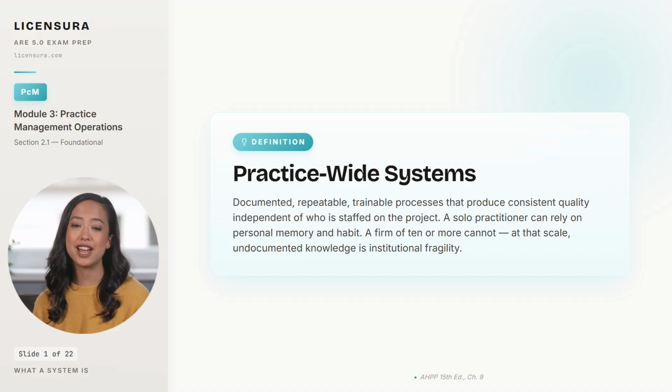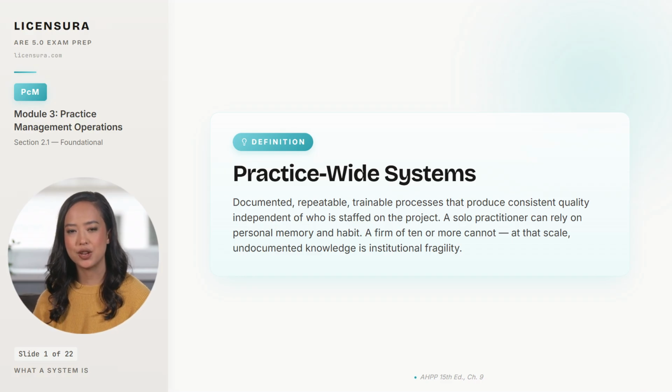The day you add a second architect, half of what you know becomes invisible to the rest of the office. By the time a firm has 10 people, every undocumented habit becomes institutional fragility, the kind of risk that surfaces when the principal is on vacation and a client calls with a question nobody else can answer.